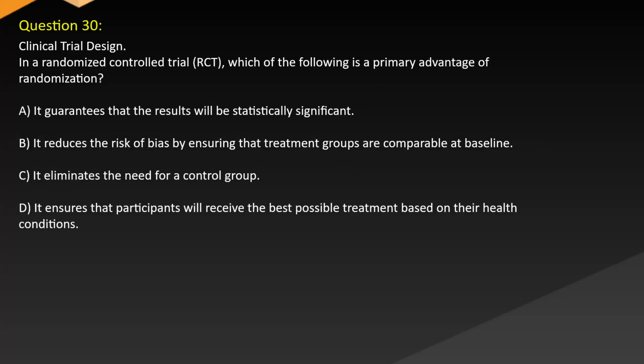Question 30. Clinical trial design. In a randomized controlled trial, RCT, which of the following is a primary advantage of randomization? A. It guarantees that the results will be statistically significant. B. It reduces the risk of bias by ensuring that treatment groups are comparable at baseline. C. It eliminates the need for a control group. D. It ensures that participants will receive the best possible treatment based on their health conditions.